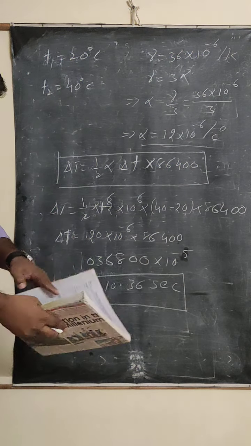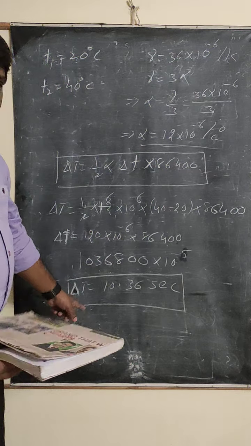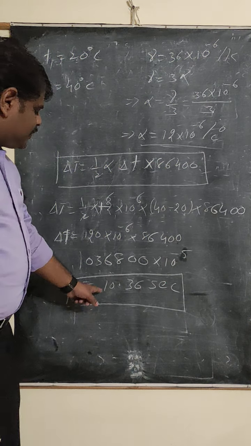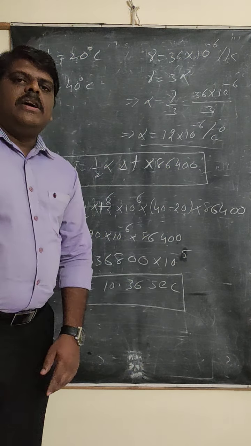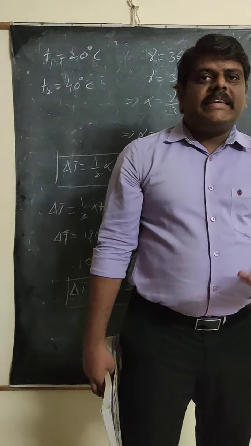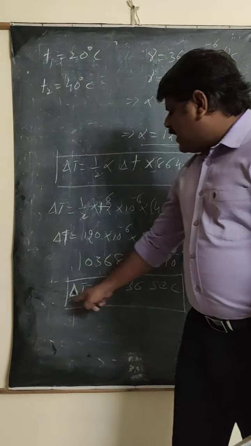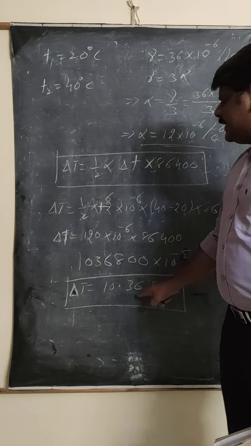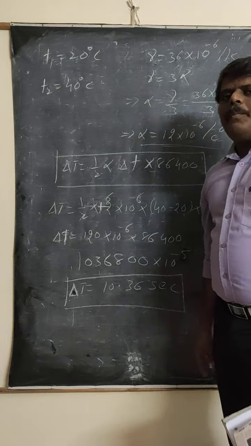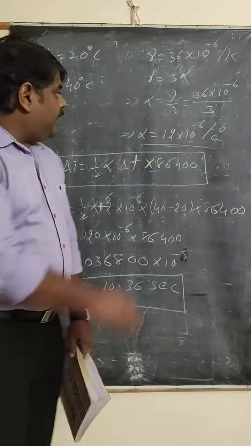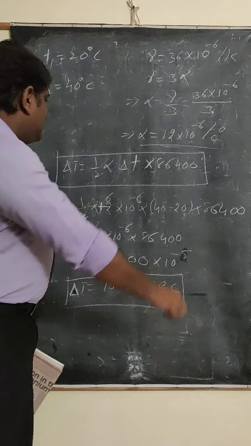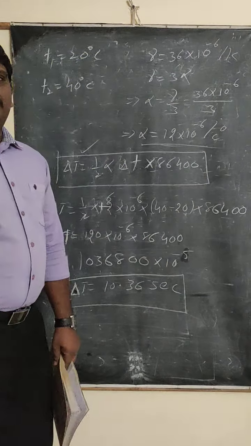So the change in time in 1 day is equal to 10.36 seconds. In 1 day, when the temperature increases by 20 degrees Celsius, the clock will lose 10.36 seconds. This is the process of doing the problem. All of us must concentrate on the problem, and the formula is very, very important. So let's go for the next problem.